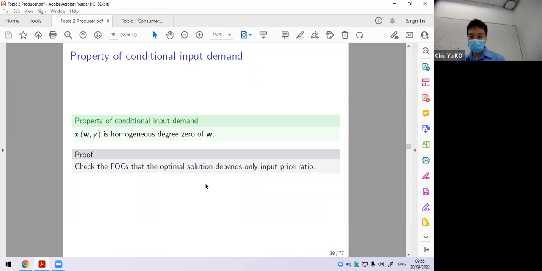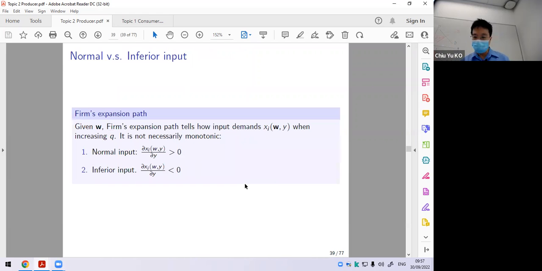And this is homogeneous of degree 0 in W, which means that if you double the wage, that would not change your input, right? Because that doesn't shift this, it just has the same slope. Okay, and we have inferior input and normal input, which is how things change according to the output target, and do note that this part is similar to the consumer, right? You have normal good and inferior good, and input is also the same, okay?